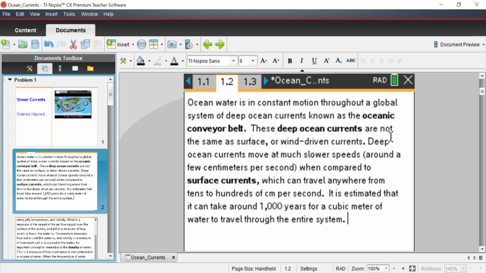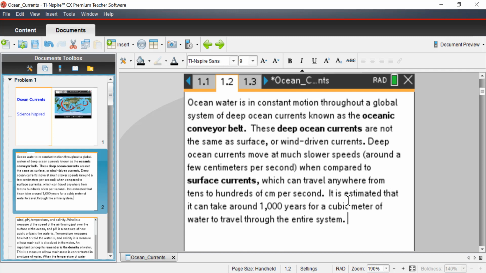There's always a current on the surface, and they're typically stronger than the deep ocean currents. That's the next sentence here. Deep ocean currents move at much slower speeds, a few centimeters per second, whereas surface currents can move anywhere from tens to hundreds of centimeters per second. So, big difference. Now the force behind surface currents is typically wind. That's why we call them wind-driven currents. But what's driving the deep ocean currents? That's what we're going to explore in this activity.